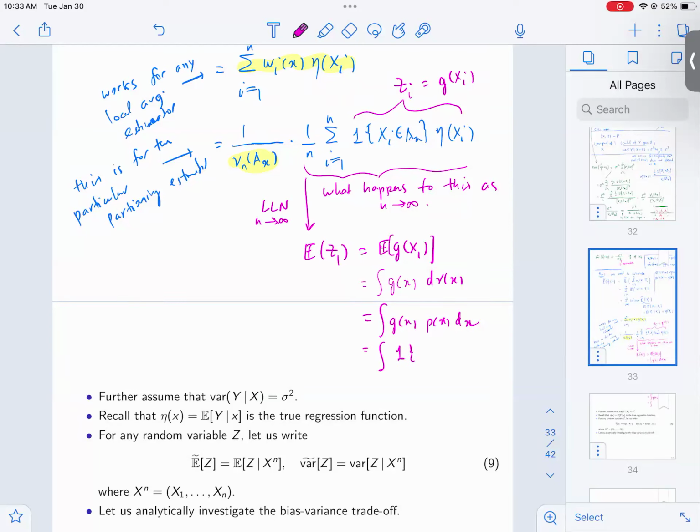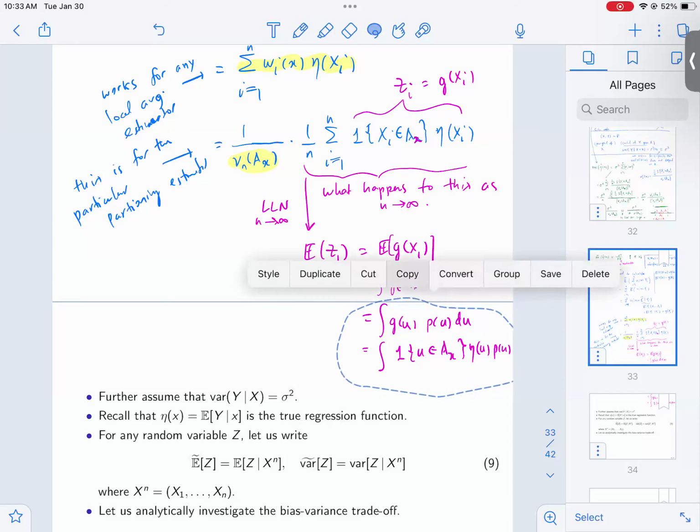the indicator of. Now this is going to be problematic because I have an x here, which I don't want to confuse with. So let's say t, for example. This is like a dummy variable. I think I use u in the notes. So the integral, it's just the variable of integration, it doesn't matter. So the indicator of u in A of x, because I don't want to confuse, and eta of u, f(u) du. Let's do it properly somewhere else.